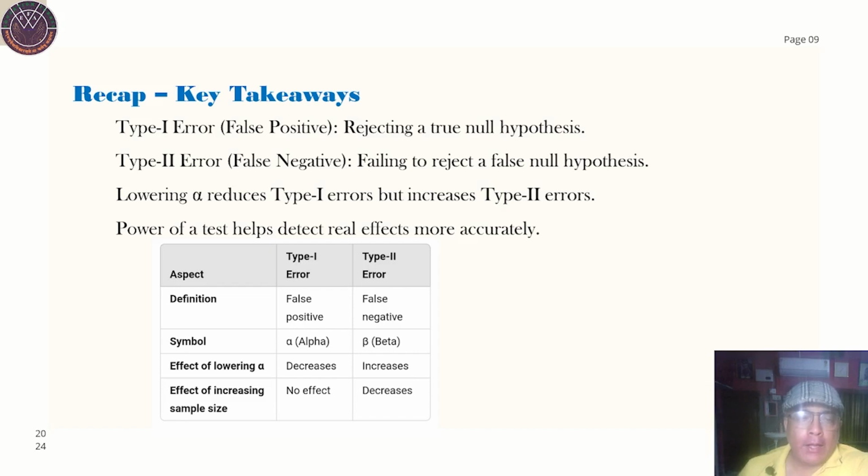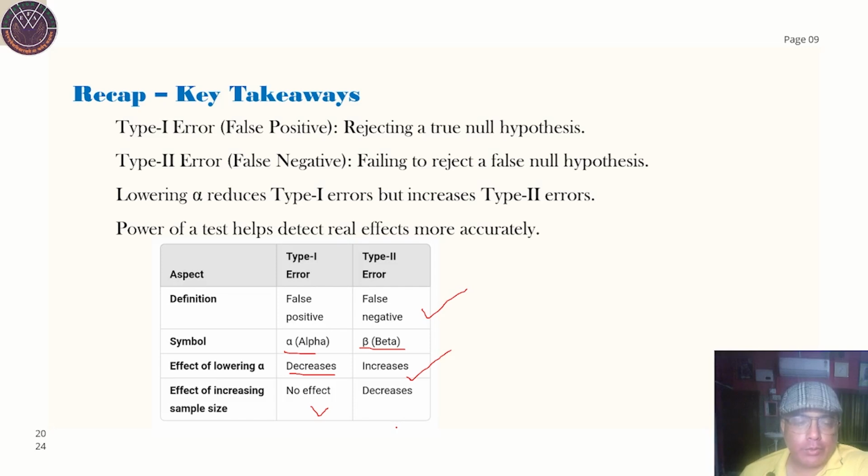So always you can try to compare type 1 error and type 2 error. Definition: type 1 error is a false positive, and type 2 error is a false negative. Symbol: the first is called alpha, and the second is called beta. Effect of lowering alpha: type 1 error decreases but type 2 error increases.